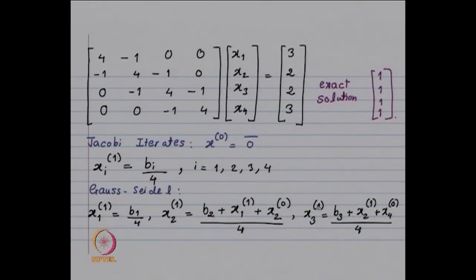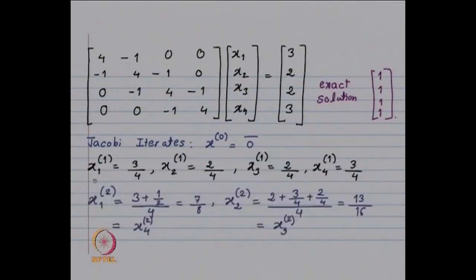When you consider x 3 1, for x 3 1 again x 2 1 is available, whereas x 4 1 we have not yet reached. So, we are forced to use x 4 0. So, this is the difference between Gauss-Seidel and Jacobi iterates. So, let us calculate the iterates. First, for the Jacobi iterate, you have got x 0 equal to the 0 vector. So, x 1 1 will be 3 by 4, x 2 1 will be 2 by 4, that means 1 by 2, x 3 1 will be 2 by 4 and x 4 1 is equal to 3 by 4.